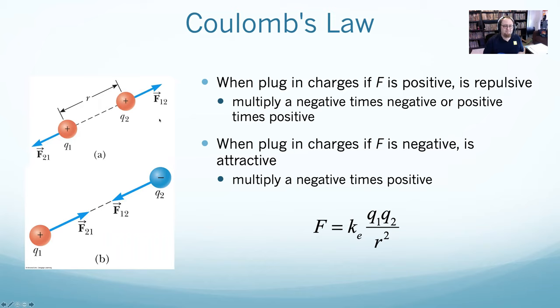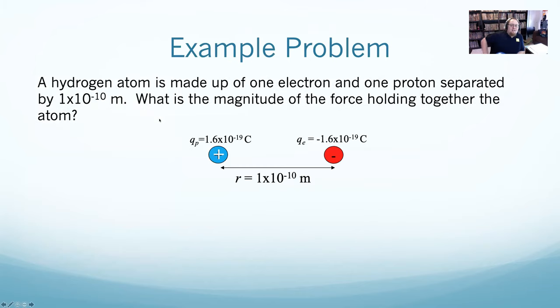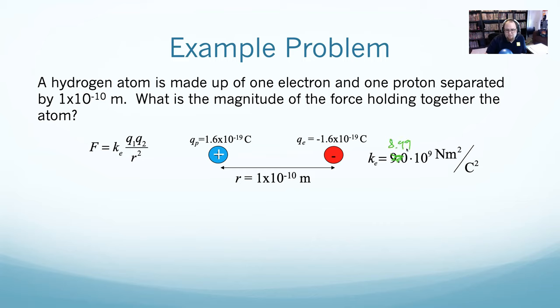Let's do an example problem. A hydrogen atom is made up of one electron and one proton separated by one angstrom, where an angstrom is 1 times 10 to the negative 10 meters. What is the magnitude of the force holding together the atom? If I want to find the magnitude of this force, this is my equation for force. Well, K sub E, earlier I said 8.99 times 10 to the ninth. That's pretty close to 9 times 10 to the ninth. I thought I changed this slide to say 9 times 10 to the ninth, but I didn't. I need to fix that. I will fix that after.